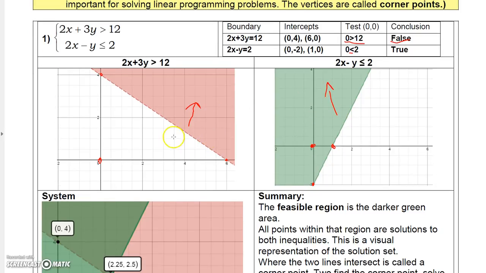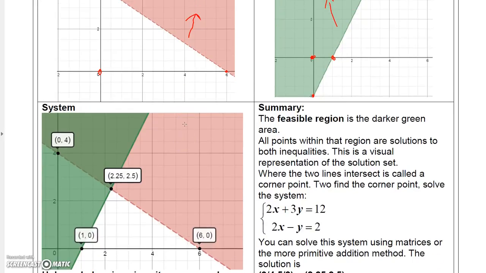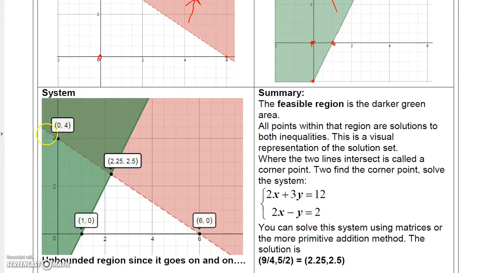And now when I put these two together, everything above this line and everything above this line, it's going to give me this region here that's bounded by this broken line here, and then bounded by a solid line here. And so it's going to give me this region in here. And of course it's unbounded because it goes on forever and ever. But that's an unbounded region.